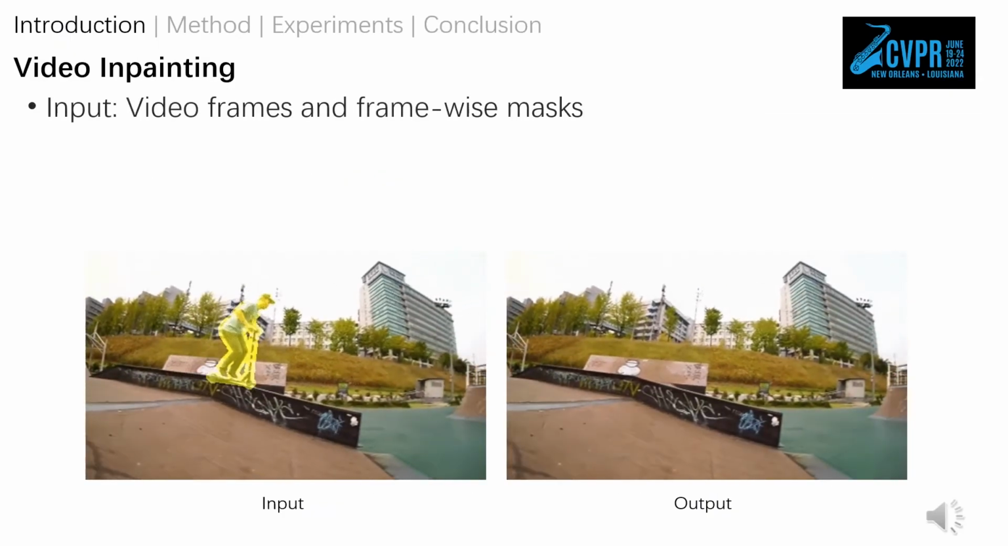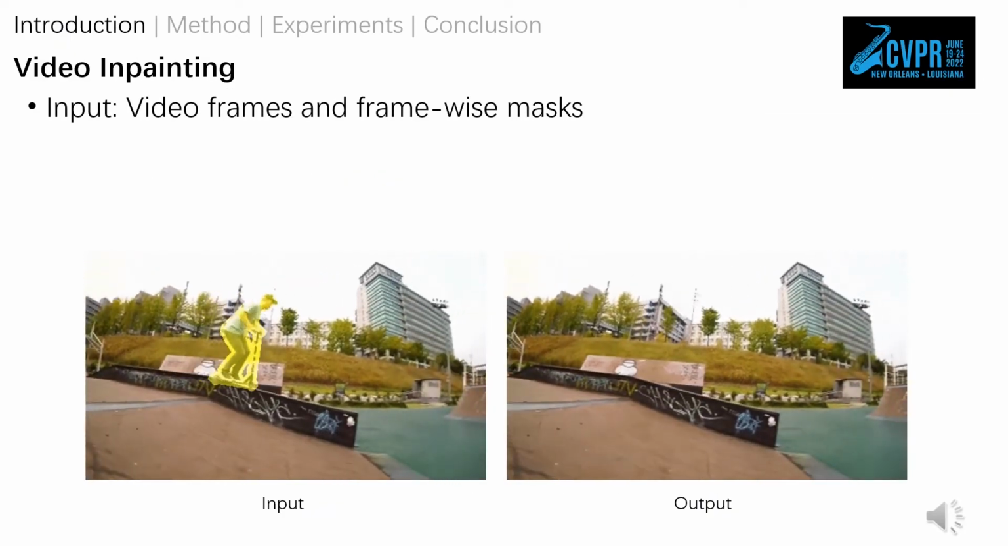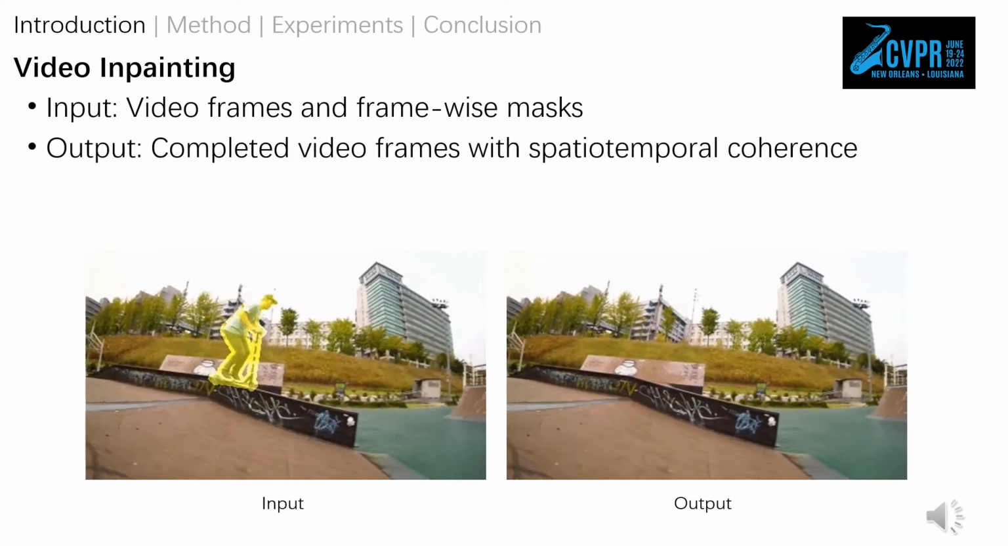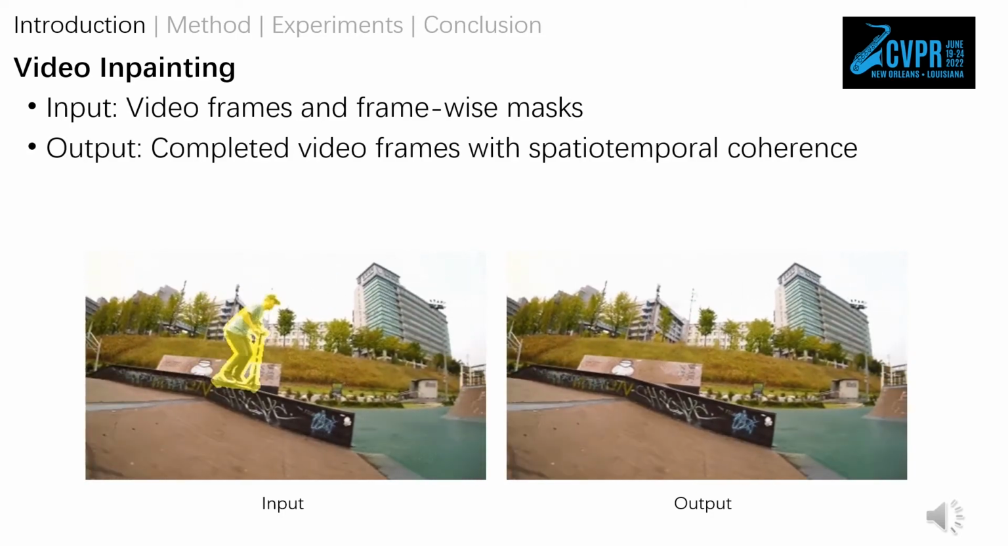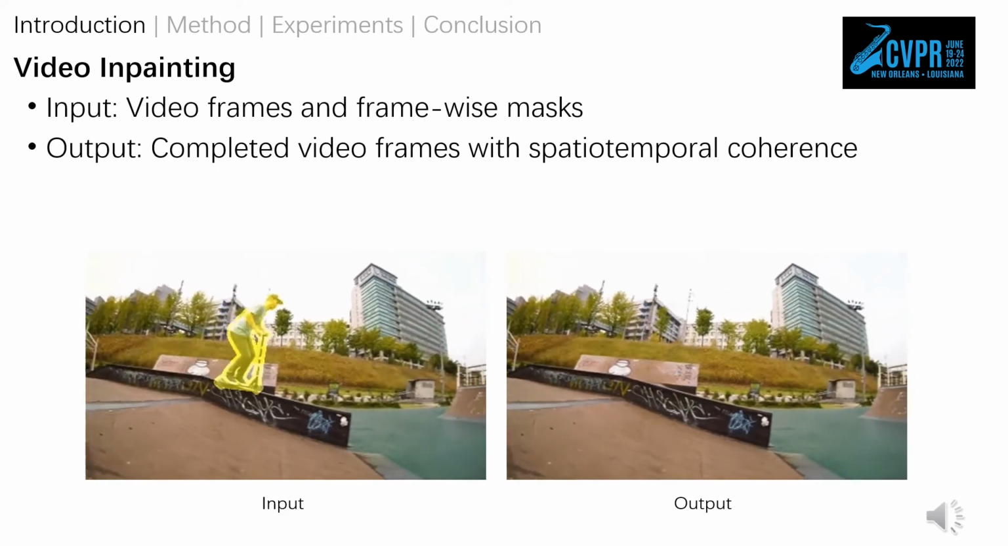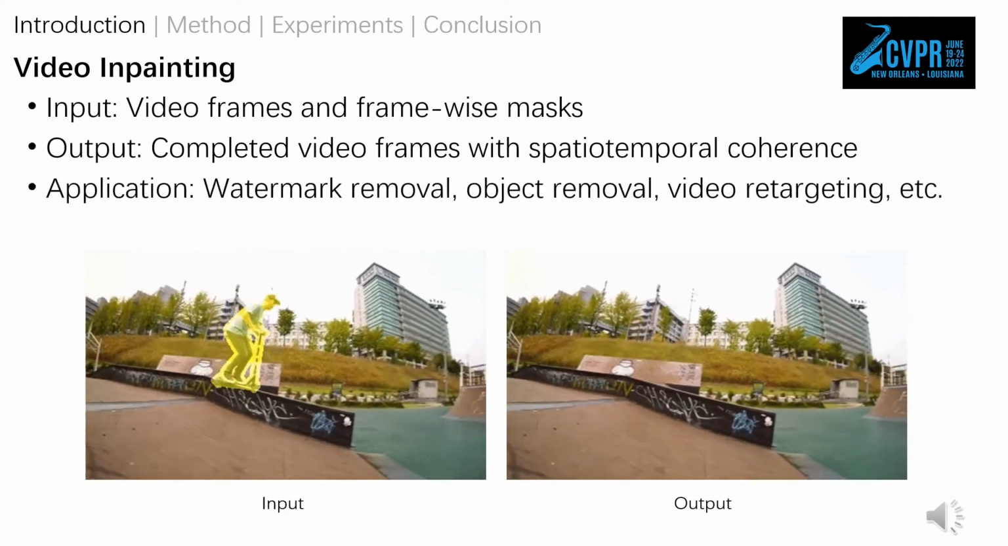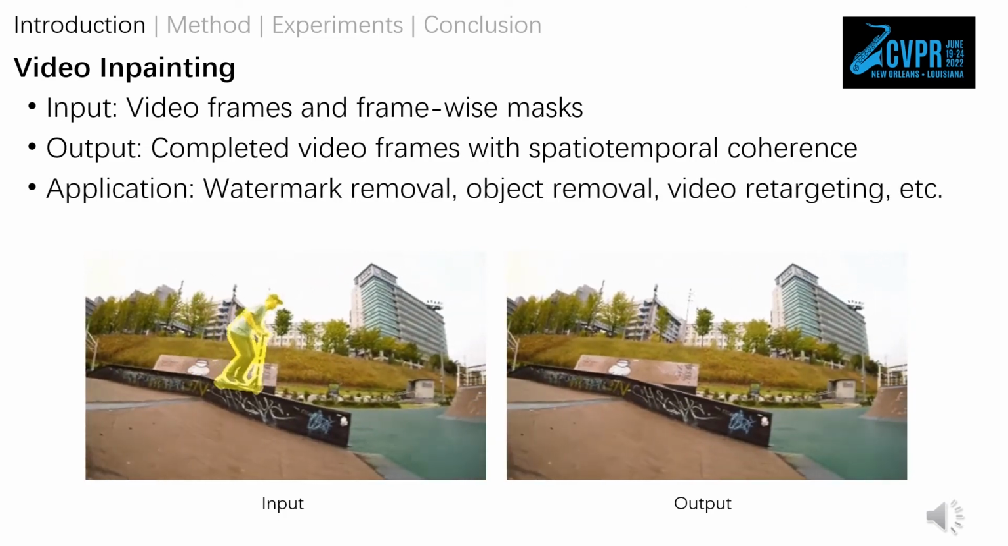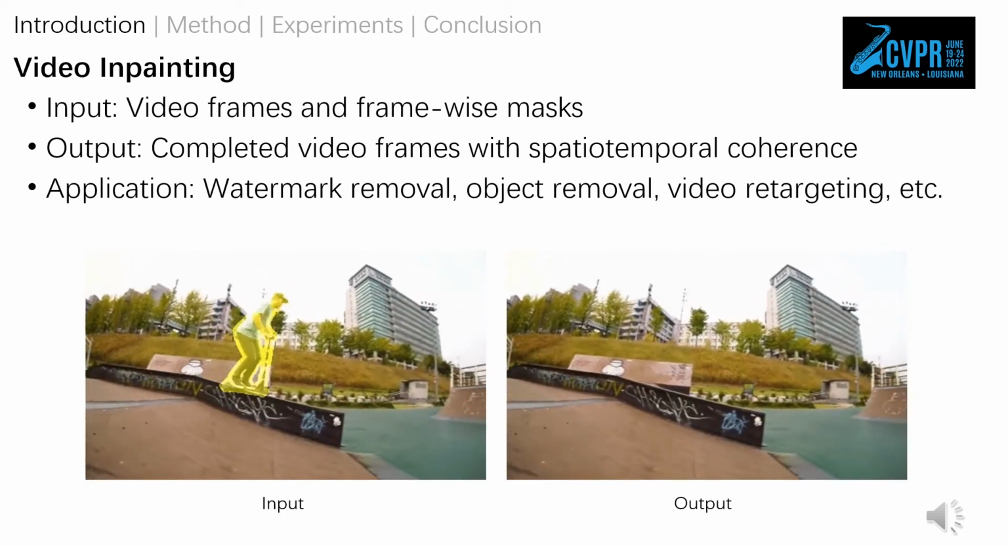Given a sequence of video frames and frame-wise masks, video inpainting aims at filling in the corrupted regions across video frames to maintain the visual coherence of the restored video. It has wide applications, including watermark removal, object removal and video retargeting, etc.